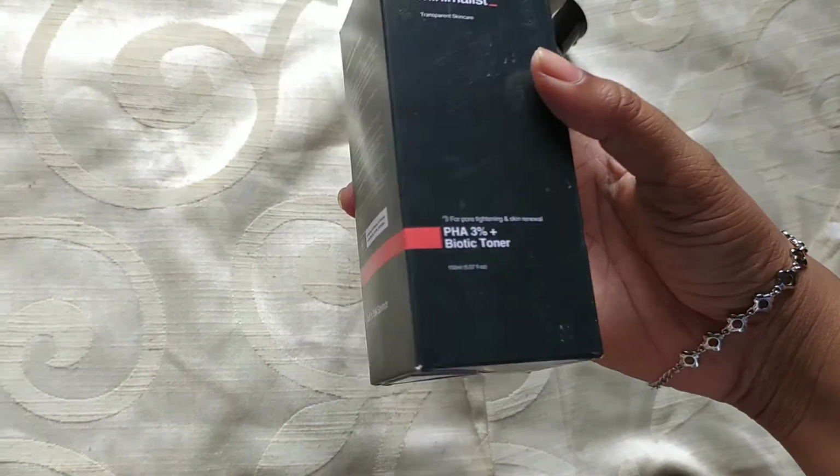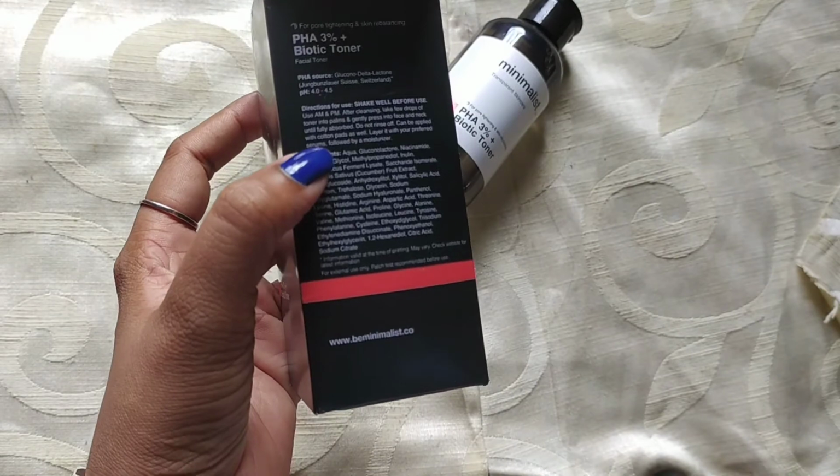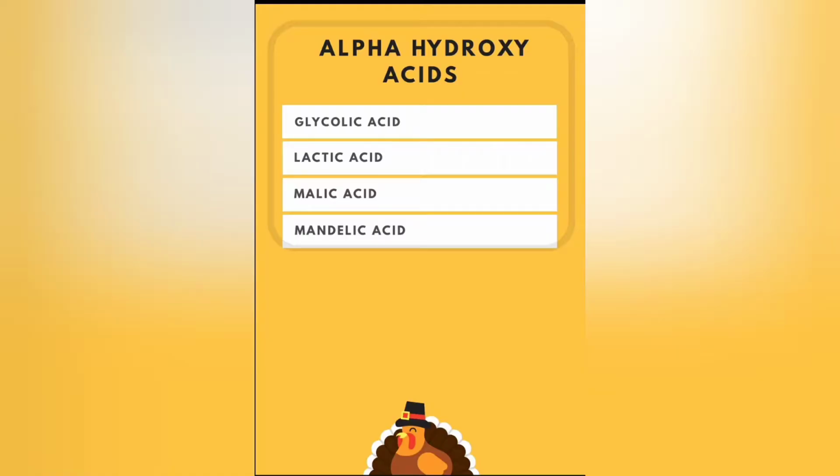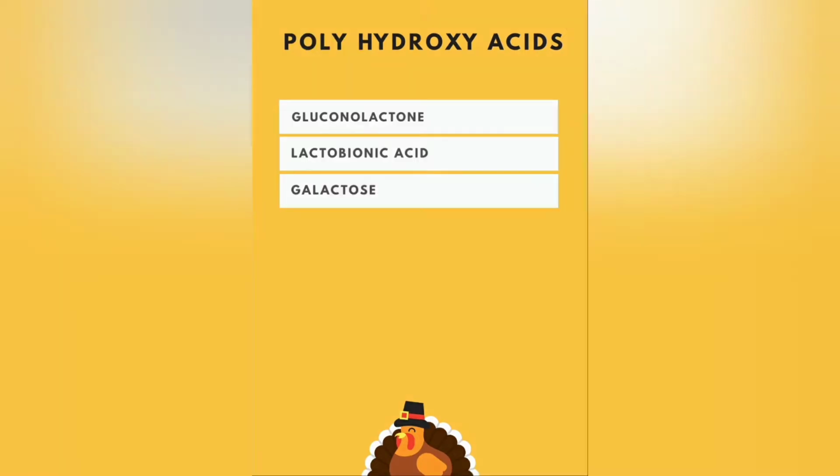Majorly there are four types of chemical exfoliants, which are AHA, BHA, PHA and LHA. Examples of AHA are glycolic acid, lactic acid, malic acid or mandelic acid, etc. BHAs include salicylic acid and some acids derived from fruits like berries, papaya, etc. Willow bark extract is also a type of BHA which you can see in almost all these skincare products. BHAs are even gentler than AHAs.